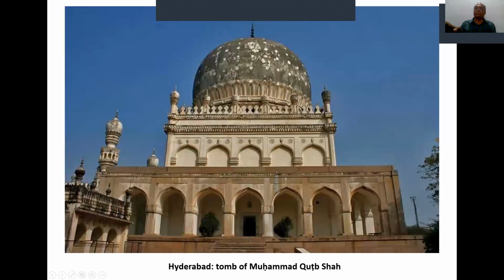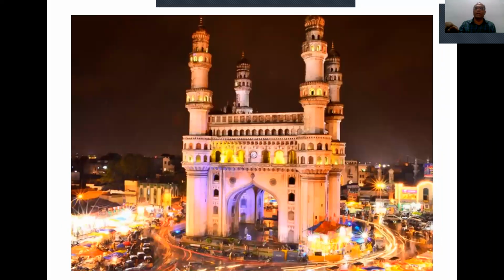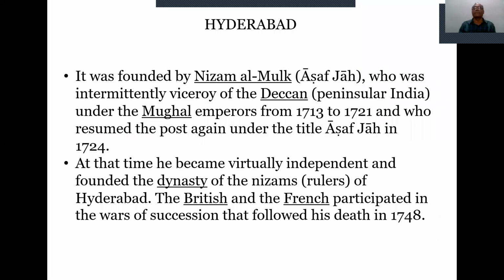I have put some slides, and these slides give you an idea of the history. This slide is that of the tomb of Muhammad Qutub Shah, who ruled Hyderabad. And this is a symbol of Hyderabad city, Charminar at night. So these are some of the photographs of the city which speak of the history of Hyderabad city. Now we will go into the details of Hyderabad, the founding of Hyderabad, and how Hyderabad turns into a princely state.